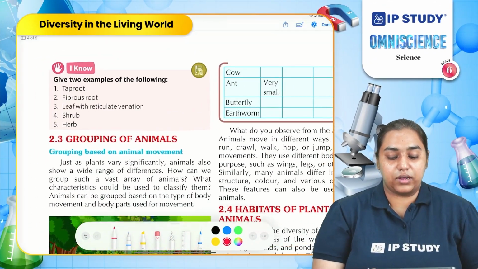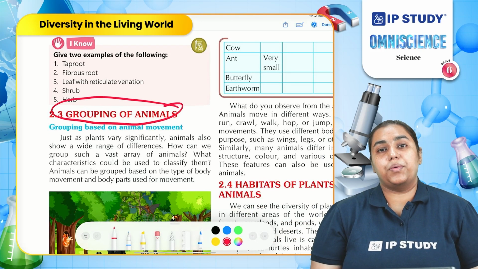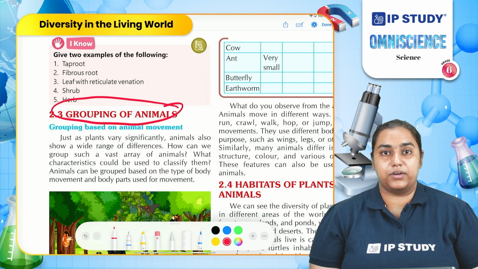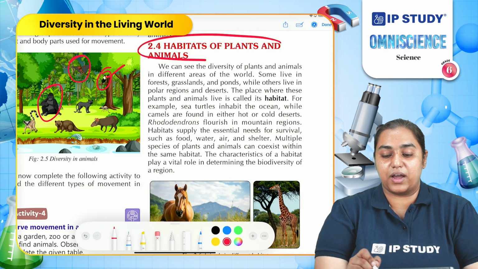Let us now learn about grouping of animals. Grouping of animals can be done based on their physical features and based on their movement. Physical features include their body shape, their body type, their body coat color, their hairs, their horns, and based on their movement, we can also categorize them. Some of the animals can fly, some creep on the ground, some can walk on four limbs. Another category is habitat of plants and animals.